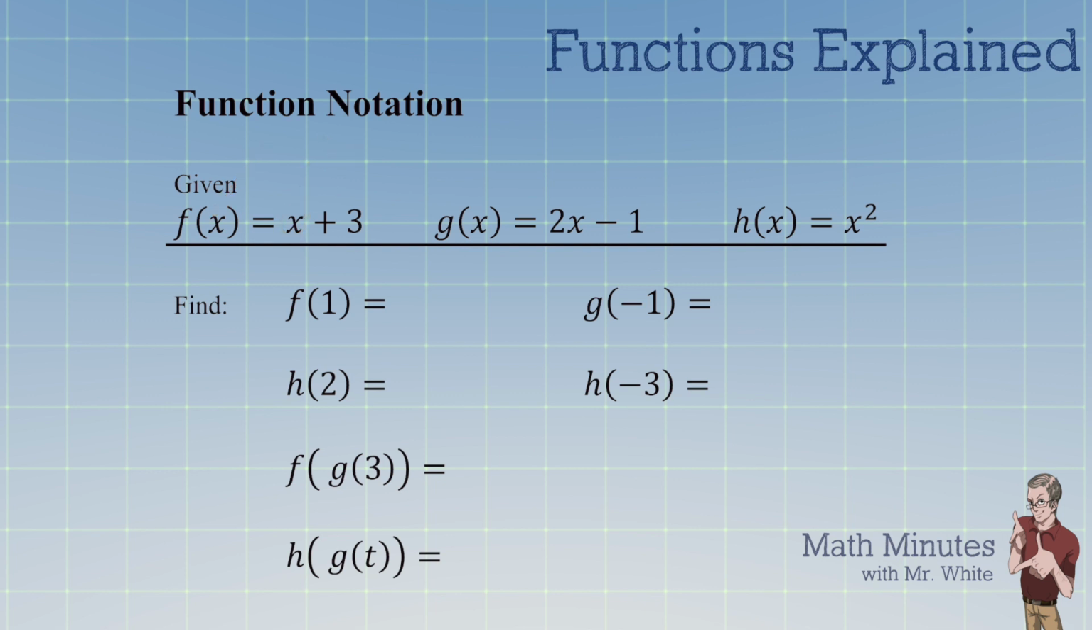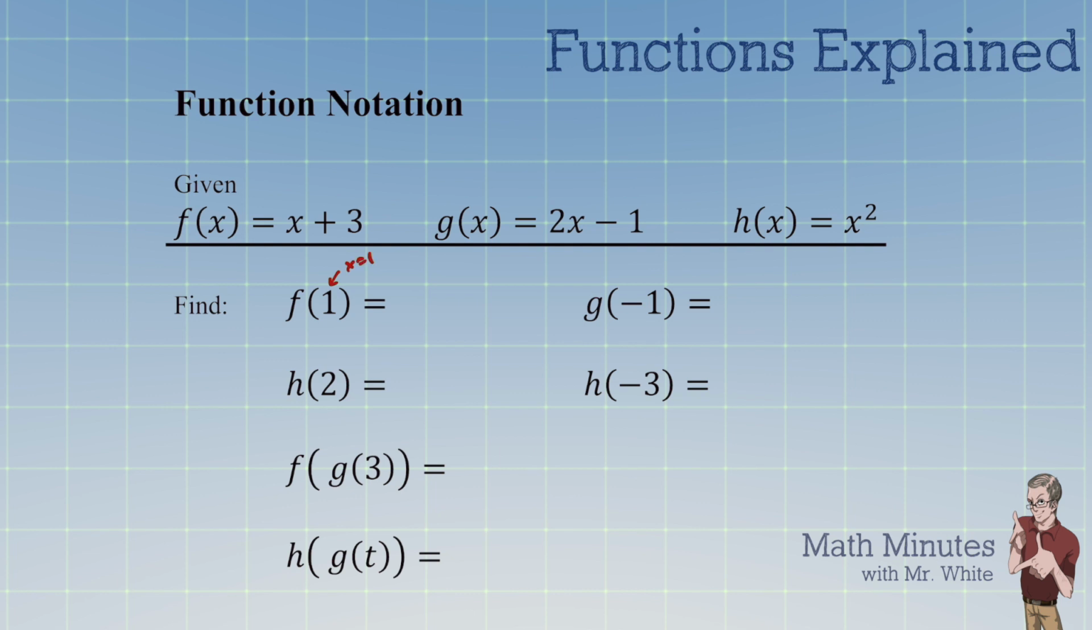So f of x means we have a function, first of all, it would pass the vertical line test, and this is where we would put our values in. So this is pronounced g of x, this is pronounced h of x. So then, down below, when I ask you to find or evaluate f of 1, what does that mean?